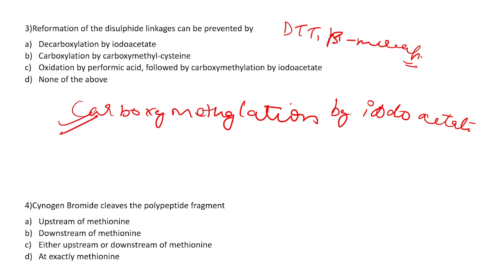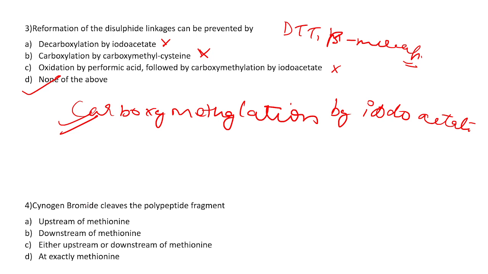So decarboxylation, no, it is not at all used. Carboxylation, no, it is not used. Then oxidation by performic acid followed by carboxymethylation by iodoacetate. So carboxymethylation we do, but not after oxidation, we do it after reduction. So this is also not correct. That means none of the options is correct. So the answer to the third question is D, that is none of the above.